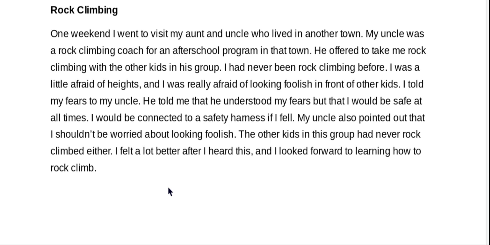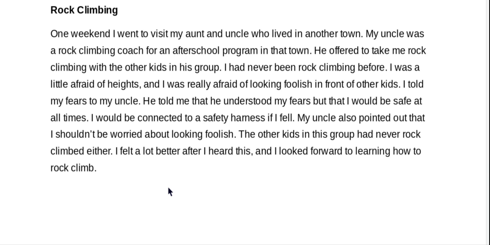So now I'm reflecting on what I just read, and I realized that this main character feared embarrassment. They didn't want to go rock climbing because they feared that the other kids would just laugh at them. But when the main character heard the news that the whole group had never been rock climbing, it definitely made the main character feel a lot better. Okay, so now I'm thinking of possible themes or life lessons the author wants me to learn. And I think a good life lesson for this story would be overcoming challenges or overcoming your fears.